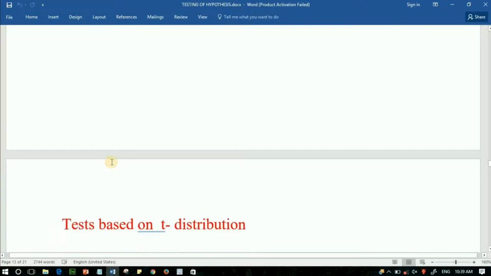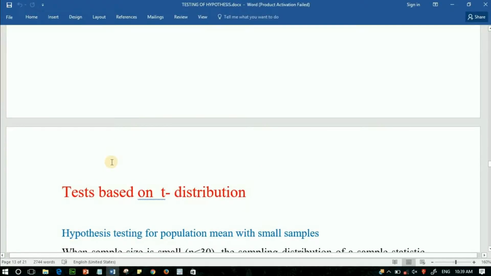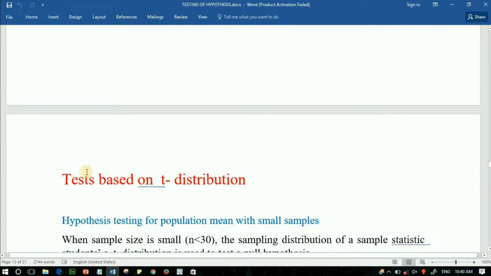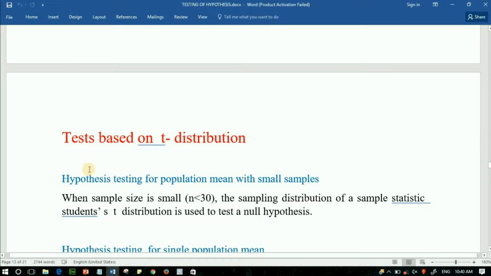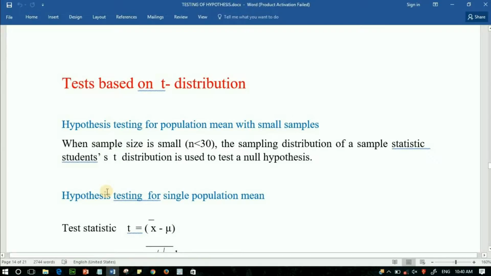Next we are considering small sample sizes. What do we have to do when the sample size is less than 30? In this case, for testing means we use the t distribution, and this type of test we call the t test. First, hypothesis testing for a population mean with small samples. When the sample size is small, that is n less than 30, the sampling distribution of the sample statistic follows Student's t distribution, and we use the t test.